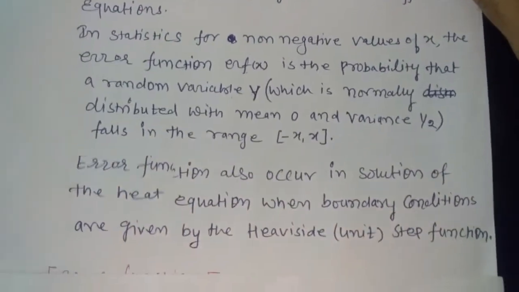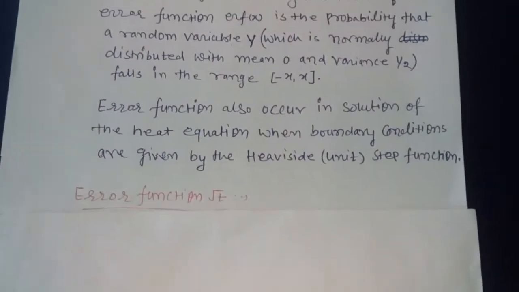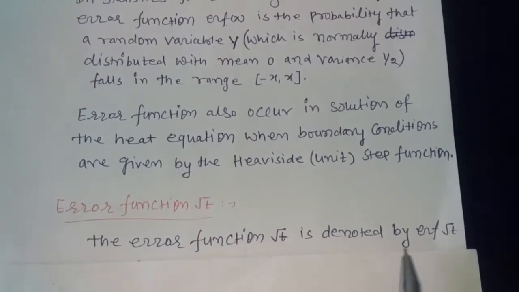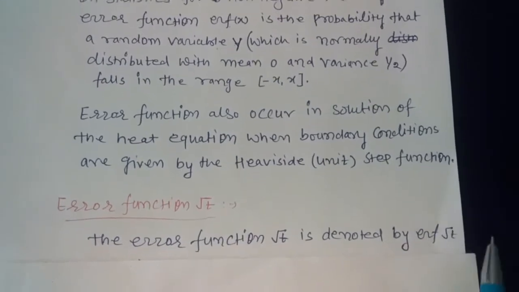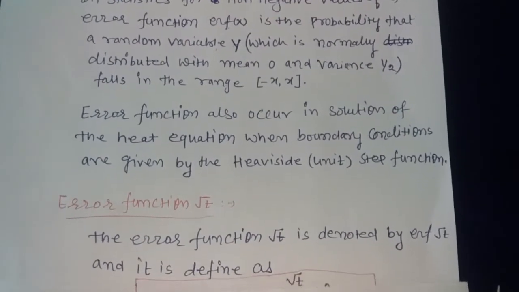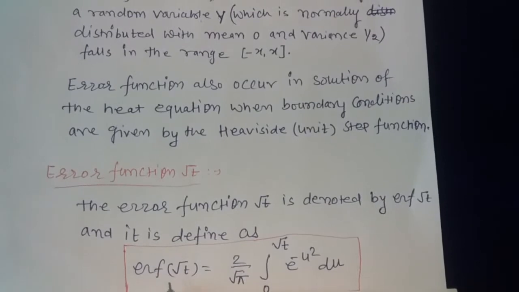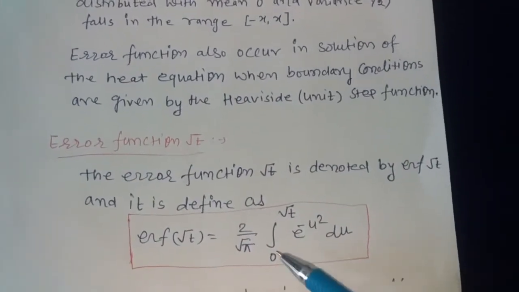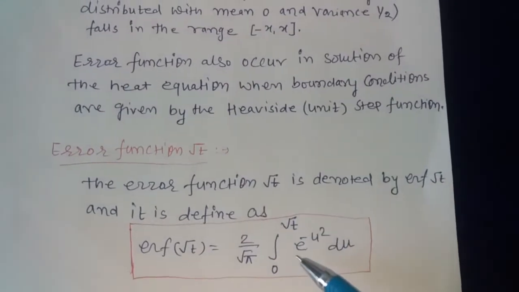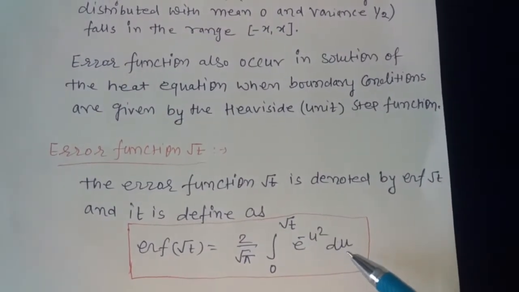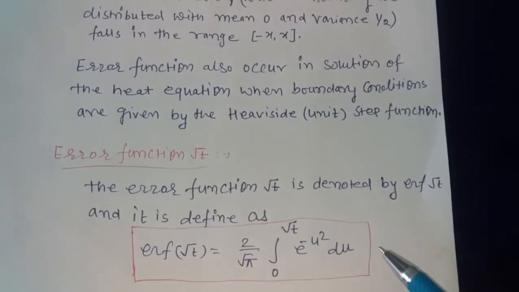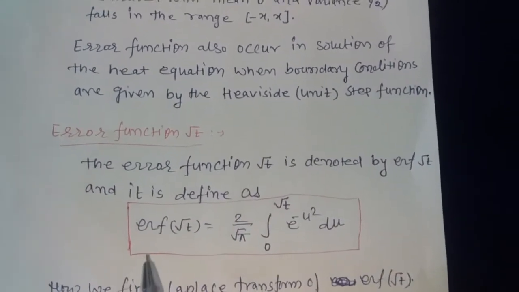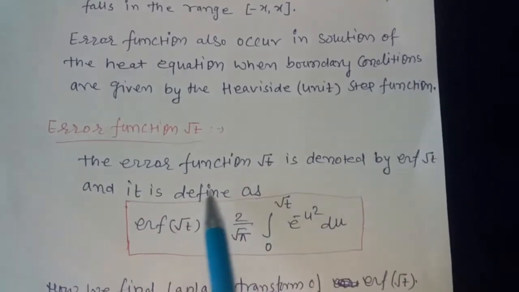Now we define the error function root t. The error function root t is denoted by ERF root t, and it is defined as ERF root t is equal to 2 upon root pi, the integral from 0 to root t of e raised to minus u square du. Now we are going to find the Laplace transform of the error function root t.